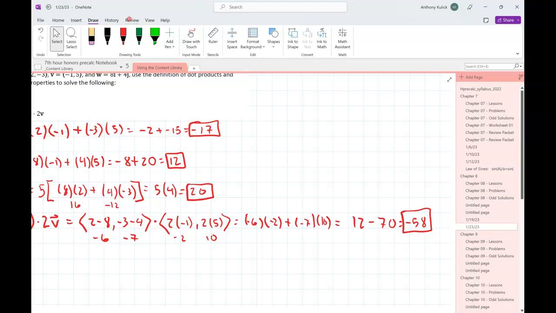You guys feel okay doing this? Again, the calculation itself is pretty straightforward, right? Just multiplying a couple of things and adding them together. Not a big deal.